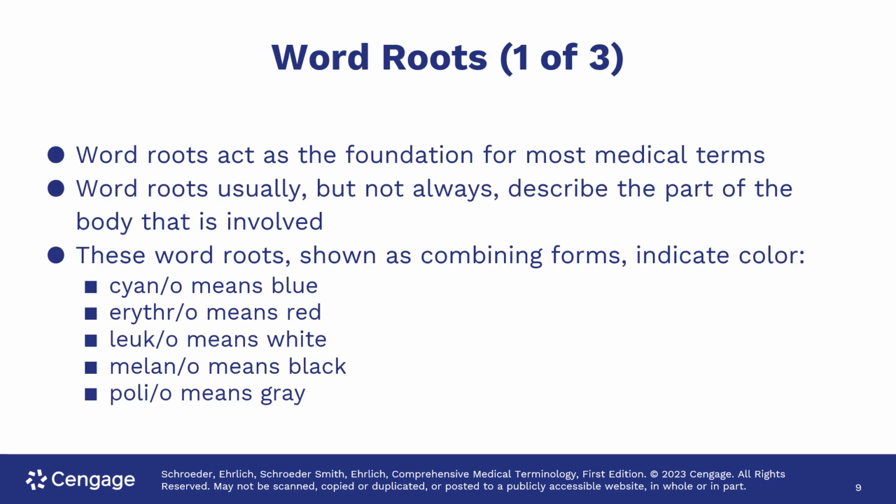So word roots are the foundation of the word, the base of the word, just like the roots of a tree. They usually indicate which body part or body system the word is about. It can also be used to describe the color of a body part, just as it does in this list. So for those of you who look at your printer cartridges, cyan is blue, erythr is red, leuk is white, melan is black, and poli is gray. And again, the combining form is O.